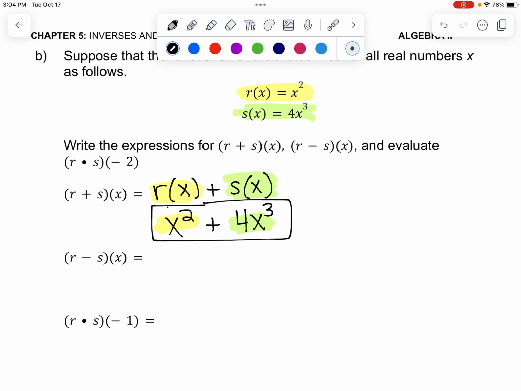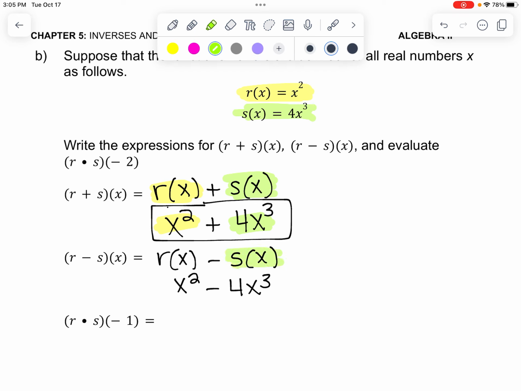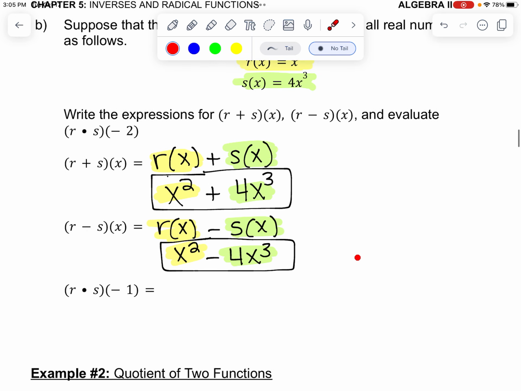Similarly, if we go r minus s of x, that's the same as r of x minus s of x. And if we start with an x squared again, and we subtract a 4x cubed, again, we've substituted everything in. This specific one doesn't get any simpler because these are not like terms. So we would just leave our final answer like this. Keep in mind, it's not always going to be like this. Sometimes you might have some like terms, so make sure you're looking to see if there's anything that could combine. It just so happens that on both of these, nothing can combine.